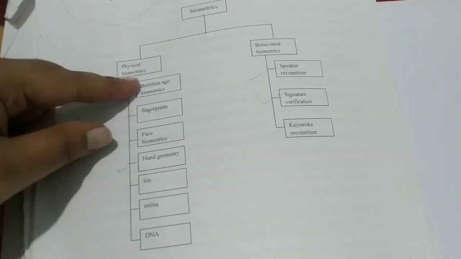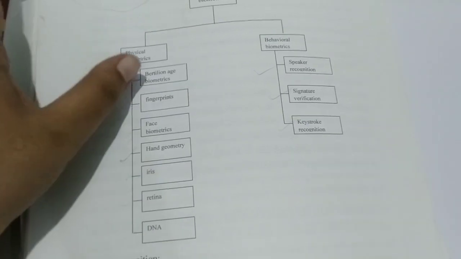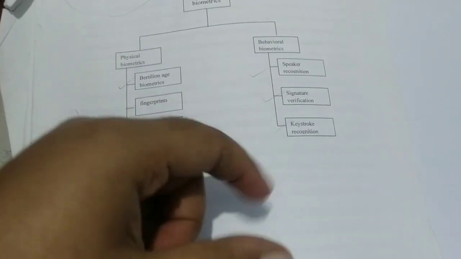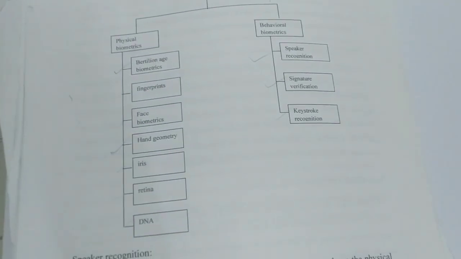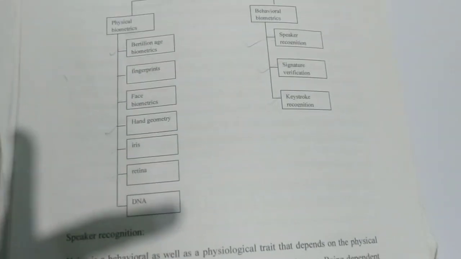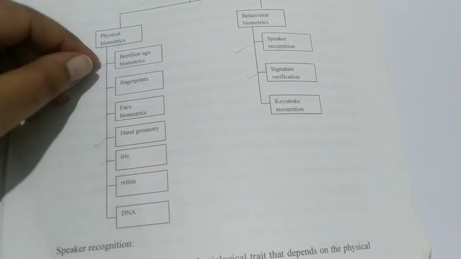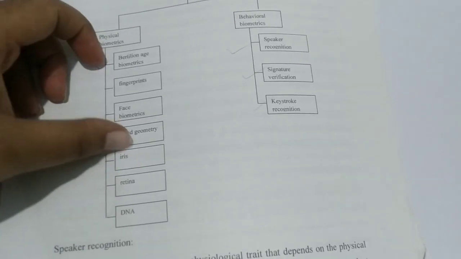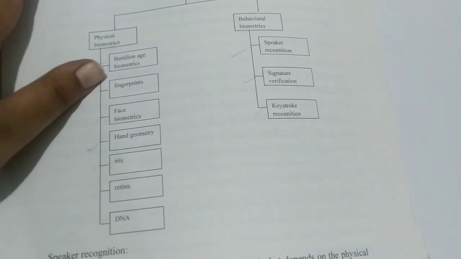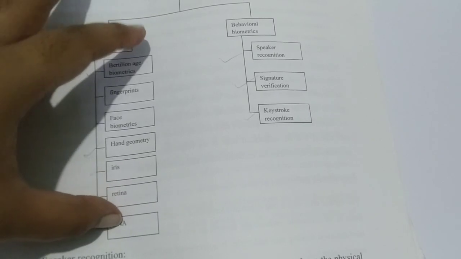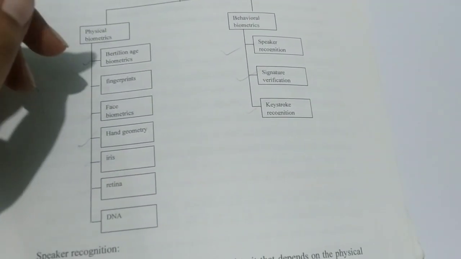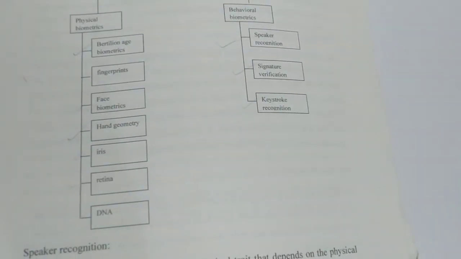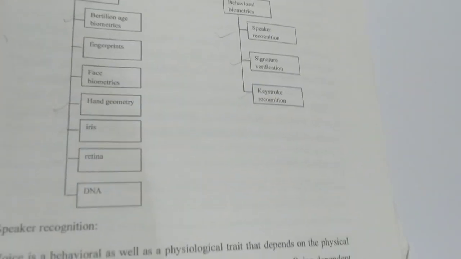As I said, physical and behavioral. In physical there are 1, 2, 3, 4, 5, 6, 7 types, and in behavioral just learn the subheadings and you can write the inside part on your own also if you understand. Under physical, fingerprints will come, face biometrics will come, hand geometry will come, and iris also, retina, your eyes, and you can also calculate the DNA. In behavioral, 3 recognitions are there: speaker, signature, and keystroke. Speaker, signature, and what? Keystroke.